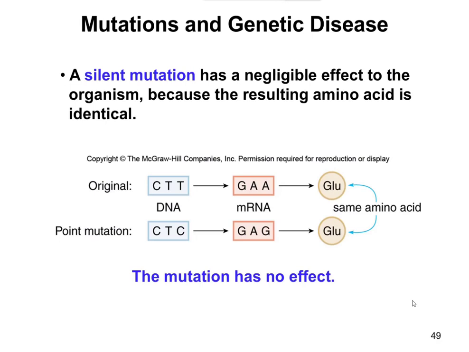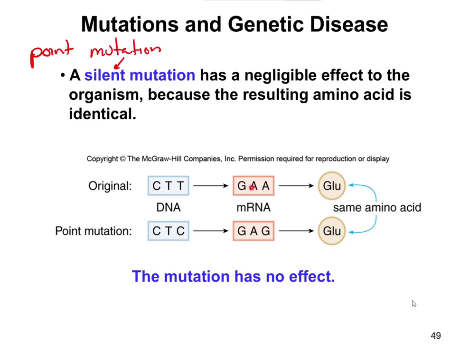Now, a point mutation, so this is an example of a point mutation. A point mutation can sometimes be what we refer to as a silent mutation. This is when your original DNA, let's say, is CTT, and the point mutation changes that third nucleotide from a T to a C. So instead of CTT, we have CTC.